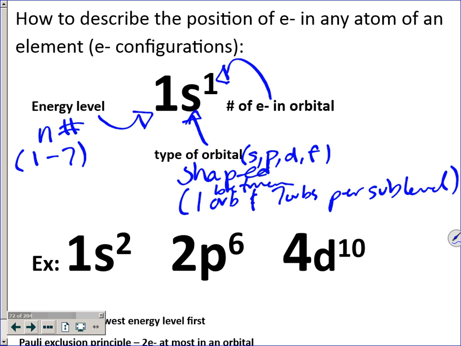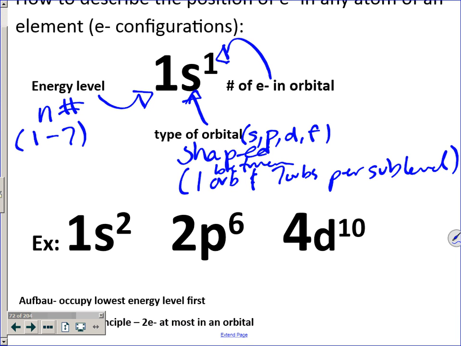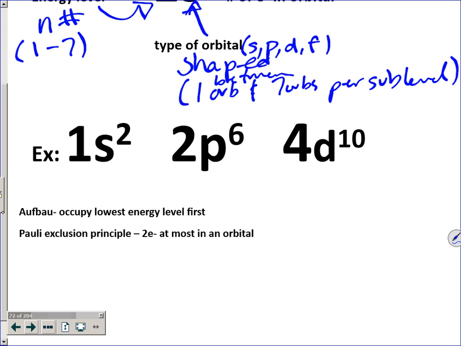So what I'm showing you down here are just more examples of how an electron configuration looks. So this is saying there are 6 electrons in the p orbitals. This one's saying there's 10 electrons in the d orbitals. This one's saying there's 2 electrons in the s orbital. So that's how you read these.